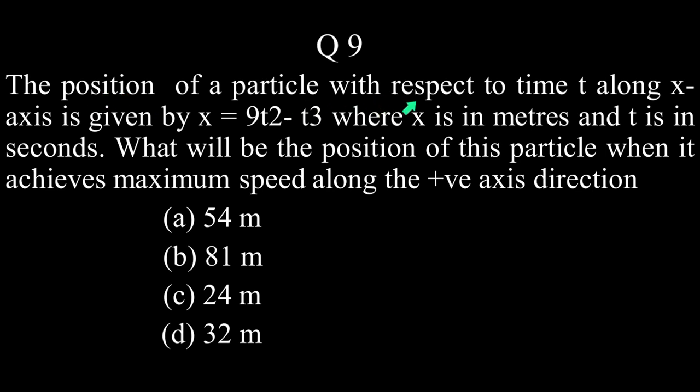The position of a particle with respect to time t along the x-axis is given by x is equal to 9t square minus t cube. What will be the position of this particle when it achieves maximum speed?